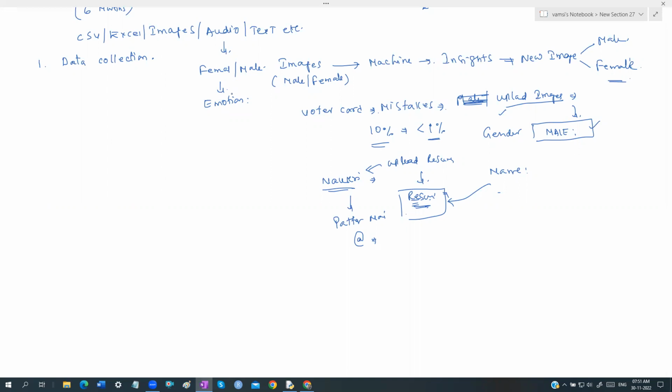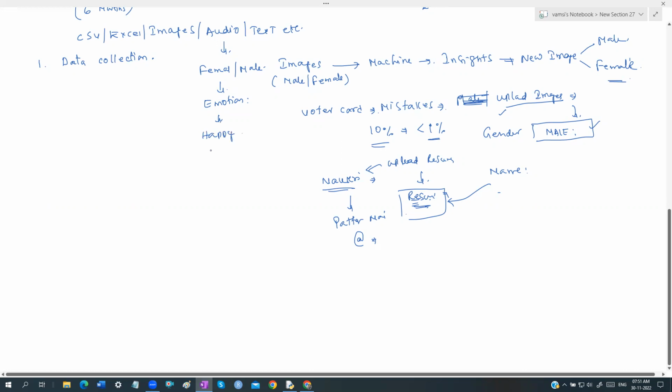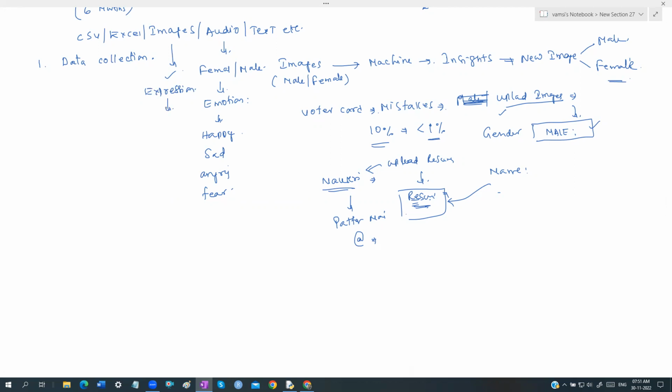Based on that particular audio signal, we can tell what kind of emotion was there: whether the person was happy, sad, angry, or in fear, etc. Not only from audio, guys, even from images we can do it. Not only identifying the gender of the person, but even the emotion, or rather the expression. From the images, we can identify whether the person was happy or sad, what kind of facial expression he has.